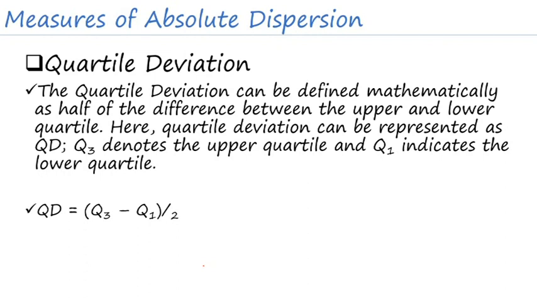Next, we will be talking about the quartile deviation. The quartile deviation can be defined mathematically as half of the difference between the upper and the lower quartile. Here, quartile deviation can be represented as QD, wherein the third quartile denotes the upper quartile and the first quartile indicates the lower quartile. So this is our formula. We have QD is equal to the third quartile minus the first quartile, and then the difference that we obtain there will be divided by 2 to get the quartile deviation.